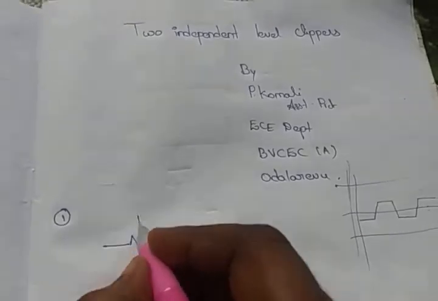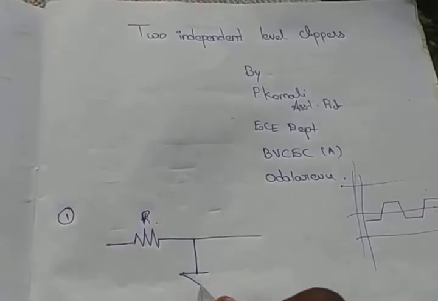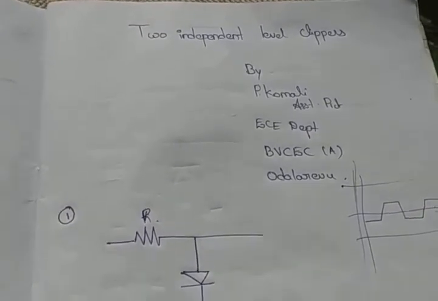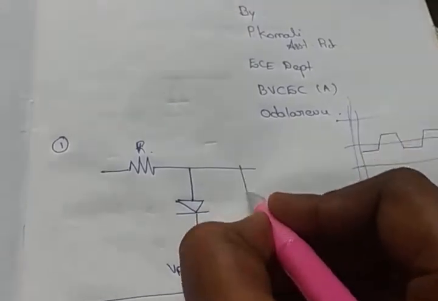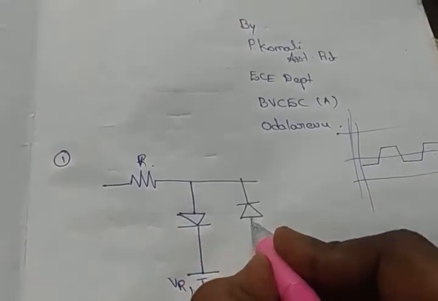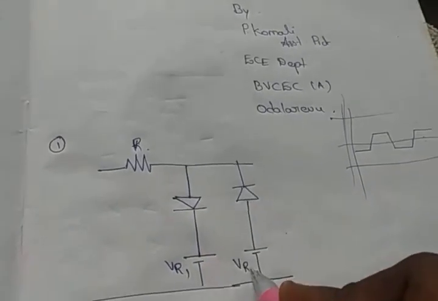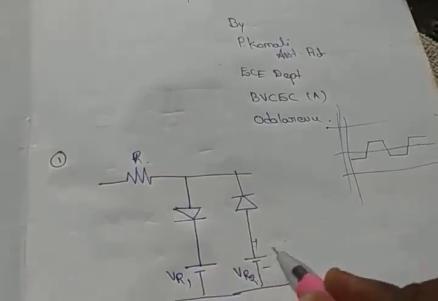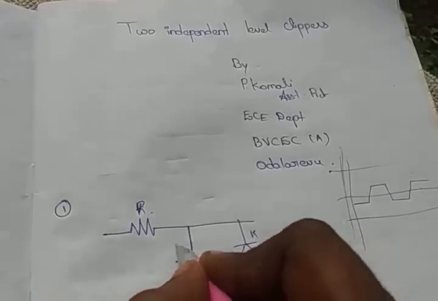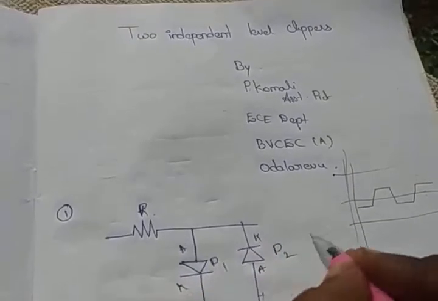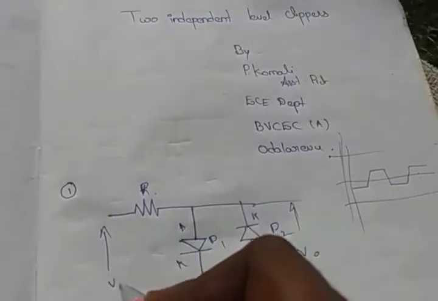So this is the design. This is resistance R and we have a diode like this. We have a reference level VR1. Another diode in the other direction, with the same polarity of VR1 but a different magnitude, VR2, with the cathode and anode of diode D2 and the anode and cathode of diode D1. Across this we are taking our output, and here we are supplying our input.